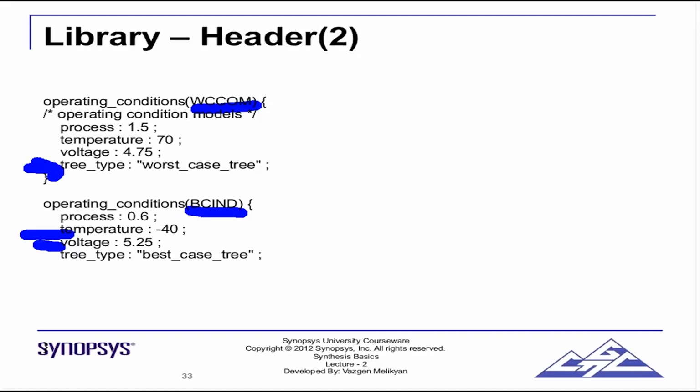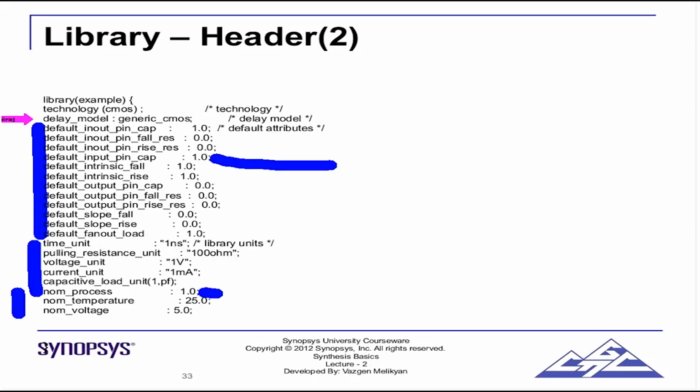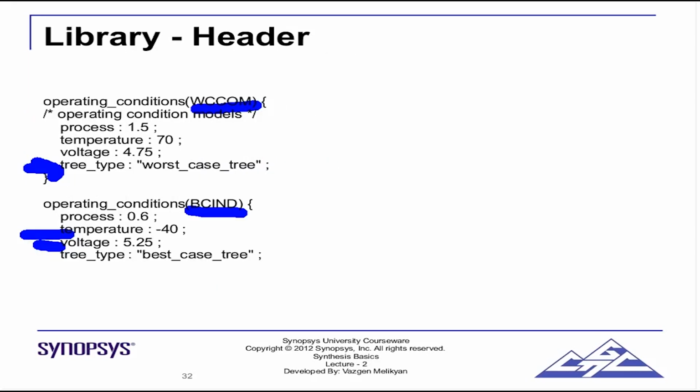This particular type of writing, using the operating conditions, was used a few years back. It is not in use now. Now what happens? This is a very simple model. What we are doing here is we have only one library file, which has data for nominal.